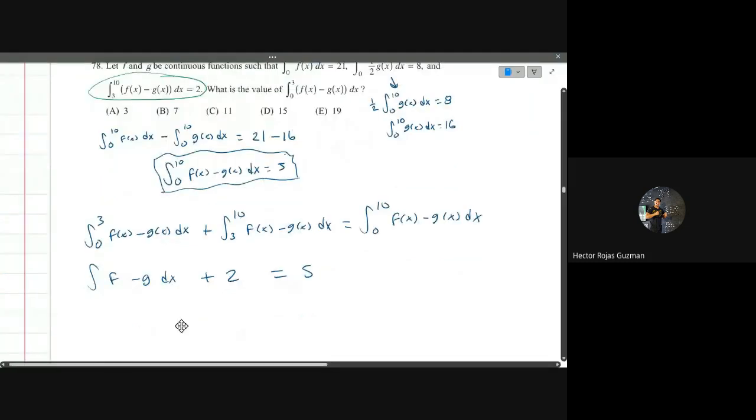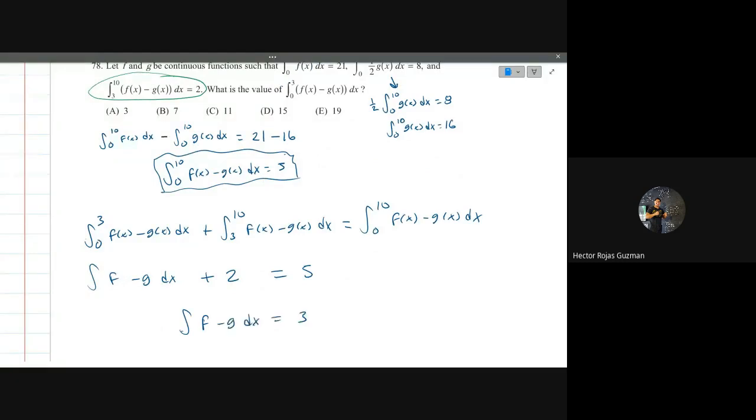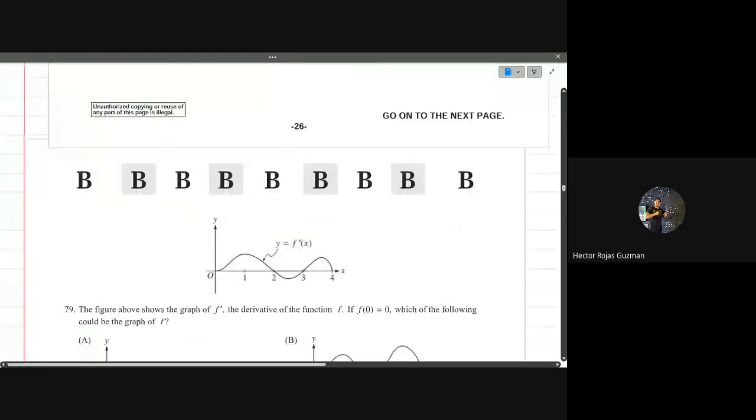And if I subtract the 2 from both sides, we get 3. There we go. I don't have the answers with me, so I'm hoping that that's the answer, but I feel pretty good about it.